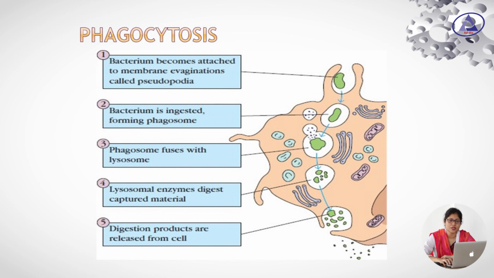Here is the process of phagocytosis. The bacterium becomes attached to the membrane, followed by evagination of the cellular membrane around the bacteria and formation of pseudopodia. The bacterium is ingested, forming a phagosome. The phagosome fuses with the lysosome. Lysosomal enzymes digest the captured material. Digestion products are then released from the cell.